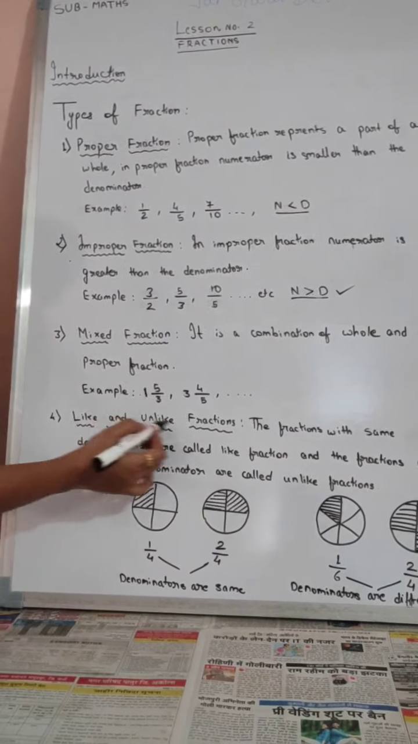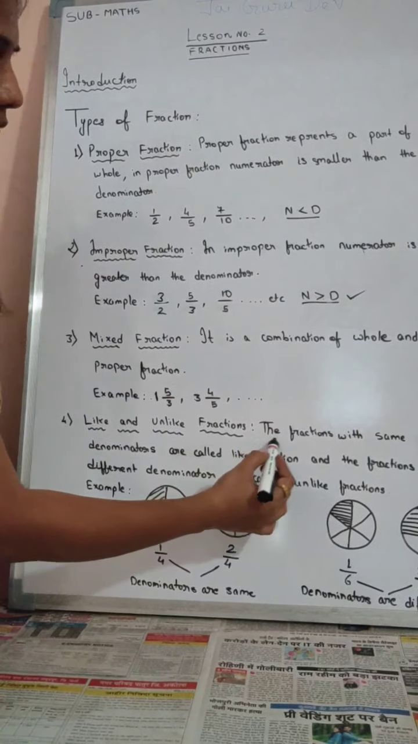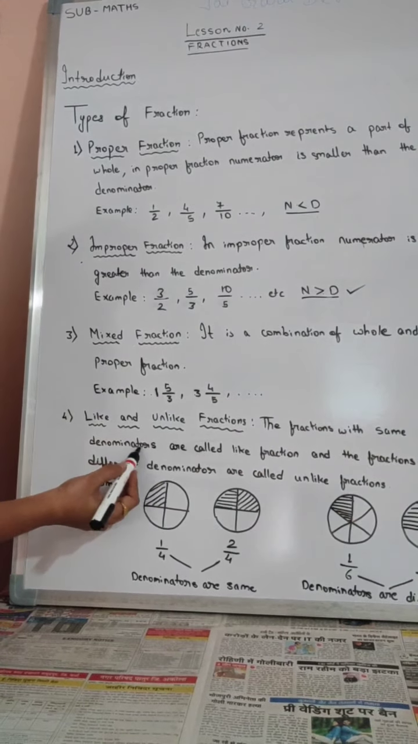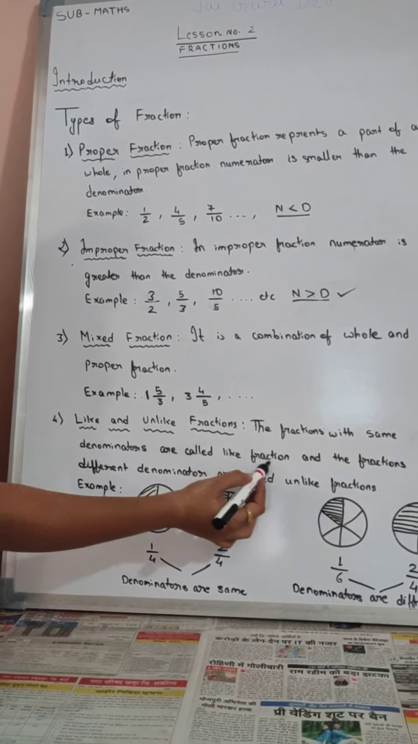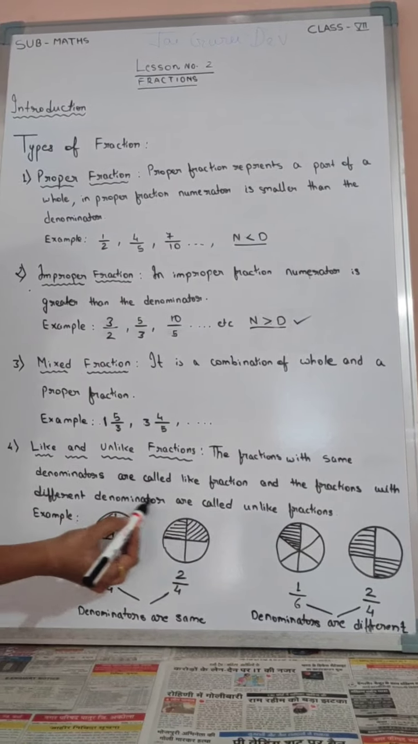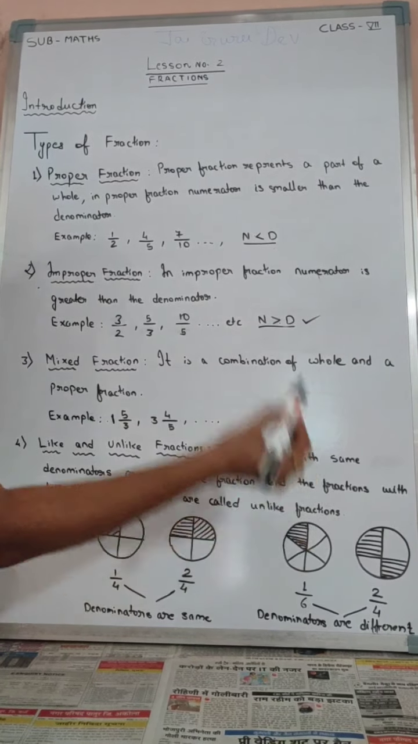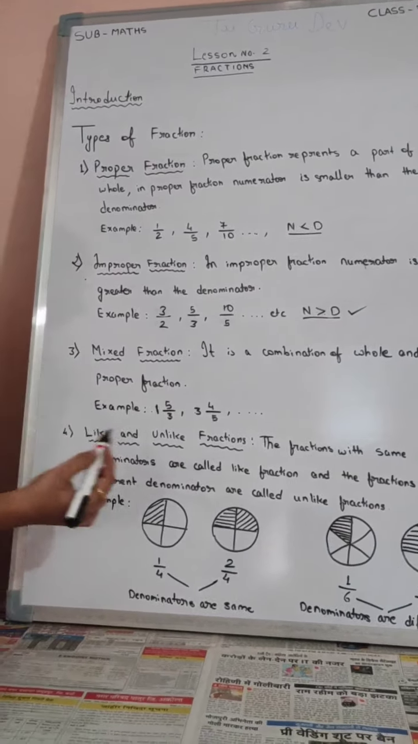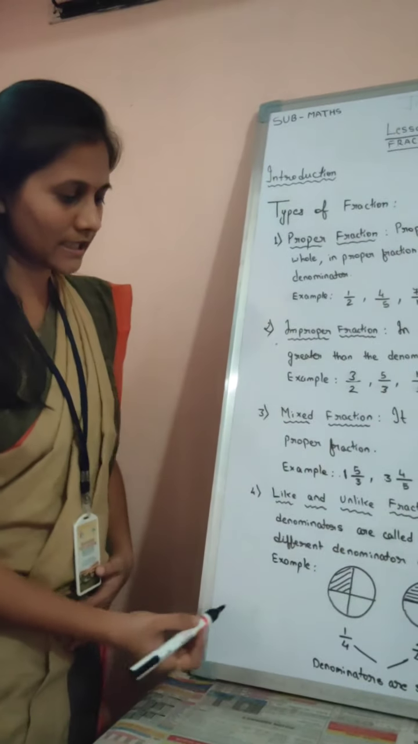Next is the like and unlike fraction. So the fractions with the same denominator are called like fractions, and the fractions with different denominators are called unlike fractions. So how do we know the denominators are the same or different? Examples are given here.